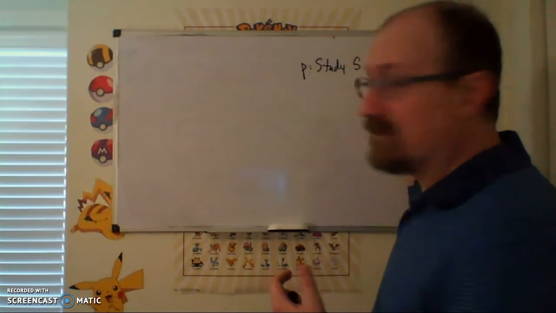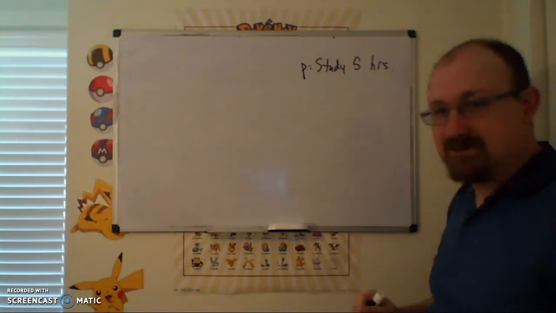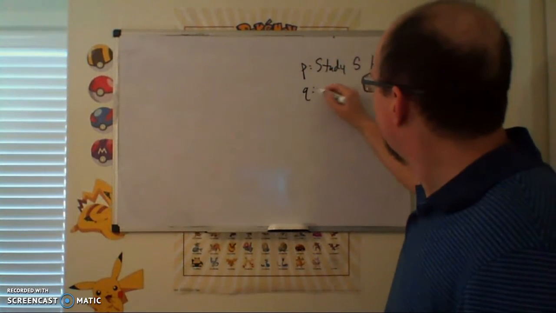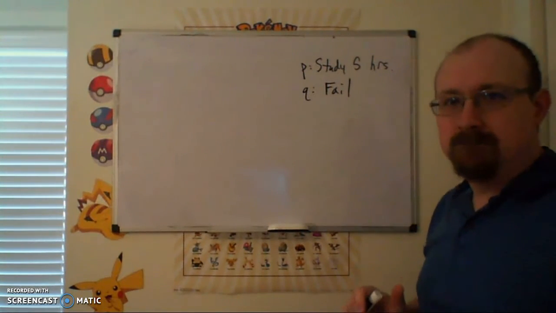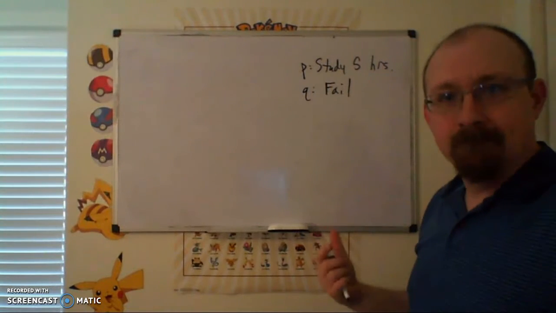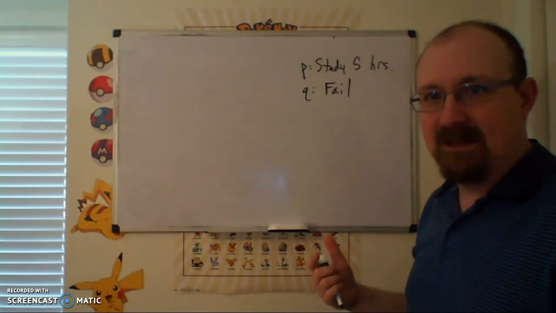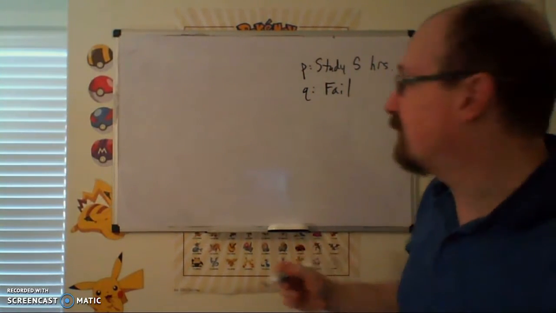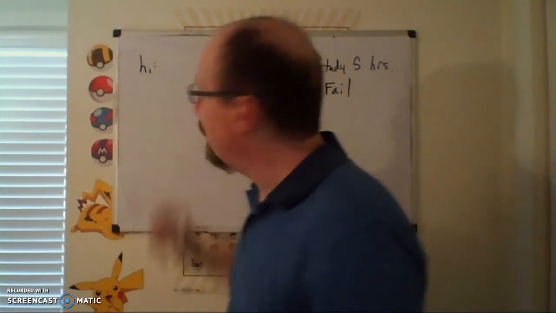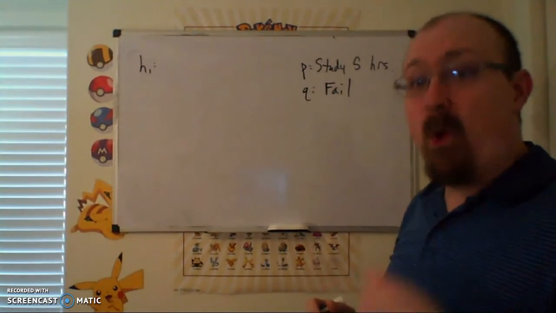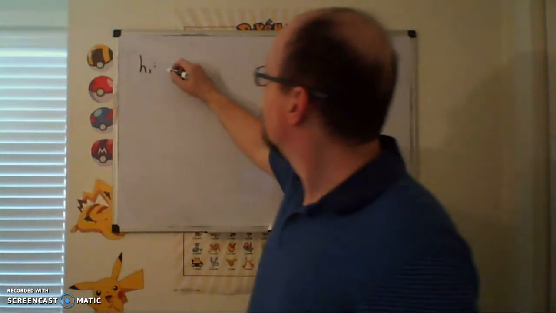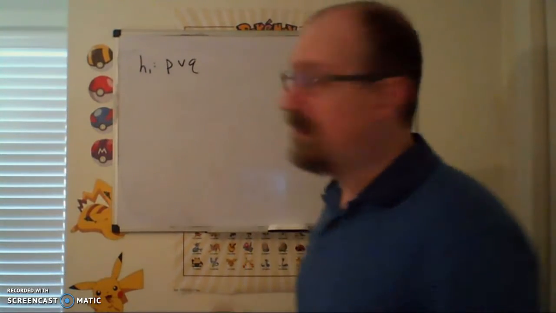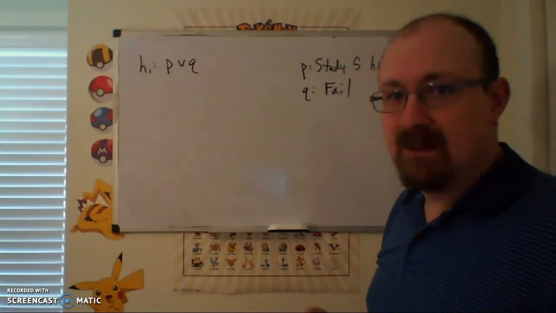So first off, P: I studied for 5 hours. So Q: I failed. Those are the only real building blocks we need here. So now we can take a look at the structure. H1 says, I study or I fail. That's a disjunction. So I need P or Q for that first one.